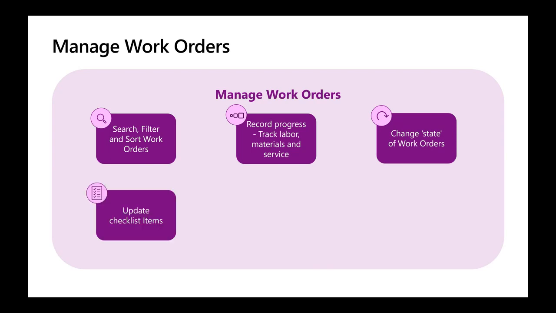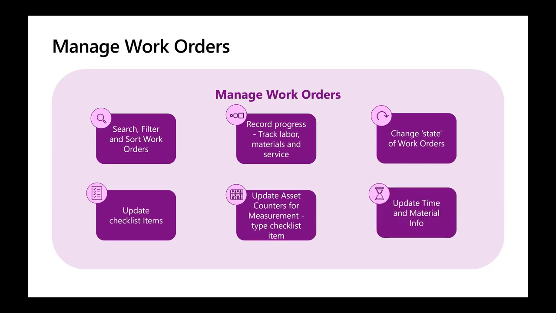They can also update checklist items that are being consumed for each job. For this, users will be able to choose from a list of released products, items in the asset BOM, and spare parts for the current asset. Users can also update asset counters through a measurement type checklist item. It is also possible to update the time spent and material consumed while working on the job, as well as view and add any additional information or notes.